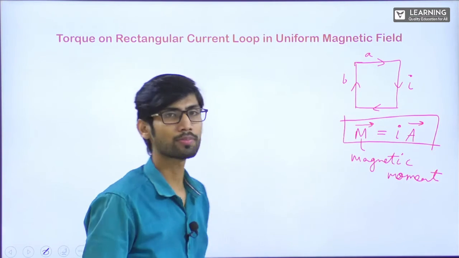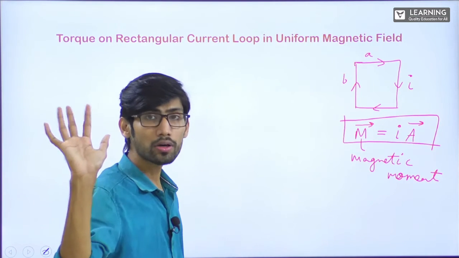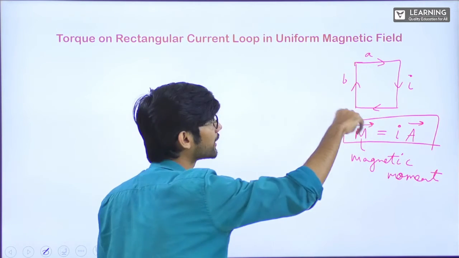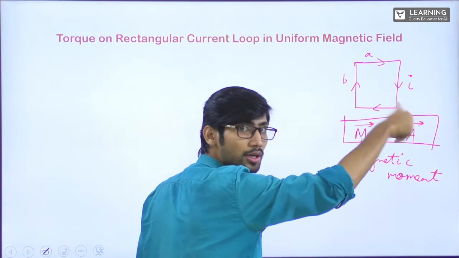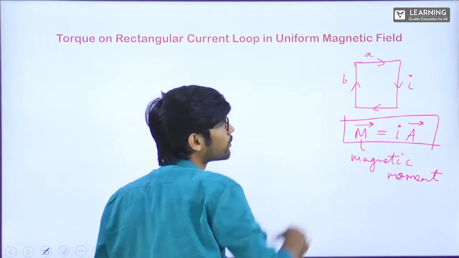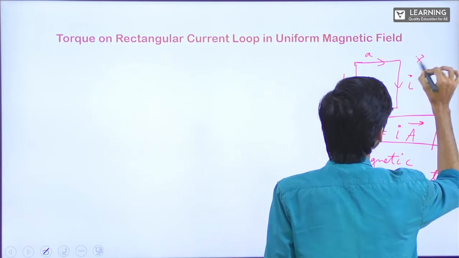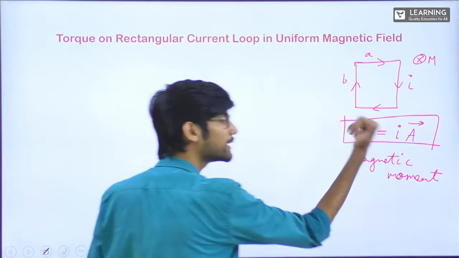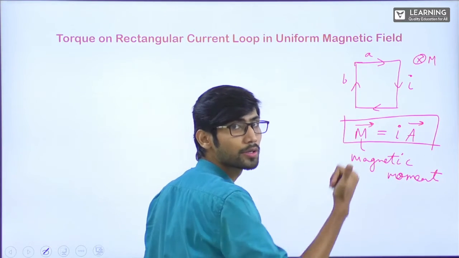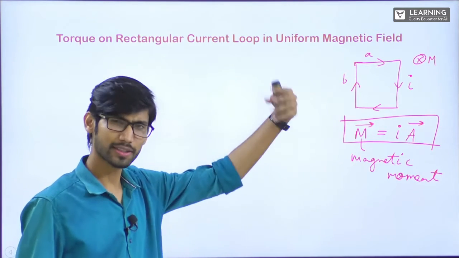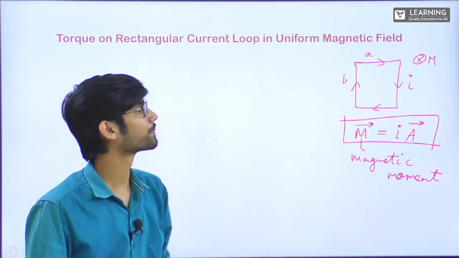So how to know the direction of magnetic moment? Curl your fingers in the direction of the loop, in the direction of current in the loop, then the thumb will give you the direction of magnetic moment. So here in this case, magnetic moment is inside. If current was anti-clockwise, magnetic moment would have been outside. Clear? In the next session, we'll be discussing it properly.